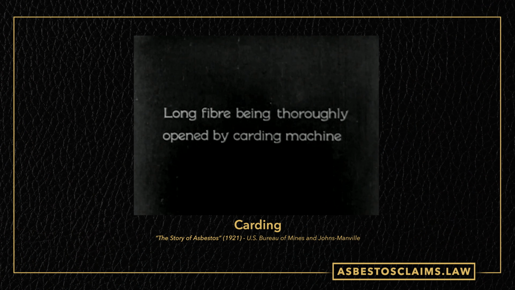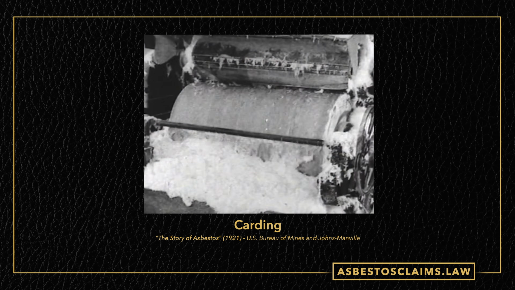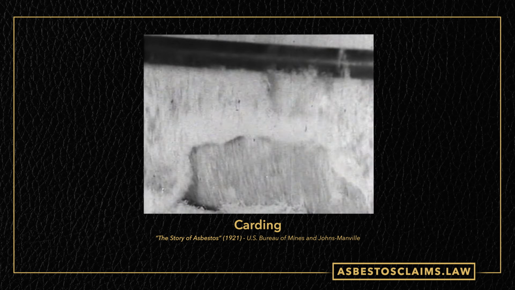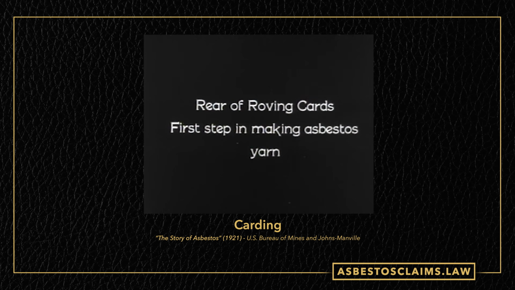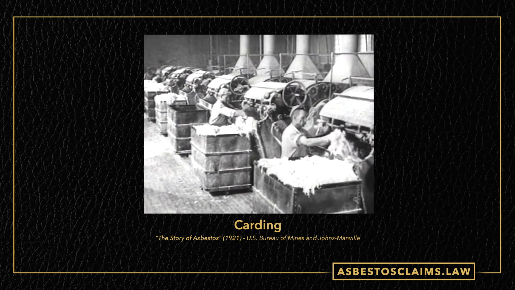They had machines called carding machines, and it says that the long fibers are being thoroughly opened. Opening up the fibers is what was necessary to spin them and weave them and do things with them. So let's watch that. And there's raw asbestos coming right off, ready to be woven. And you'll see more about the carding room in part 3 about what a dangerous place this was to work.